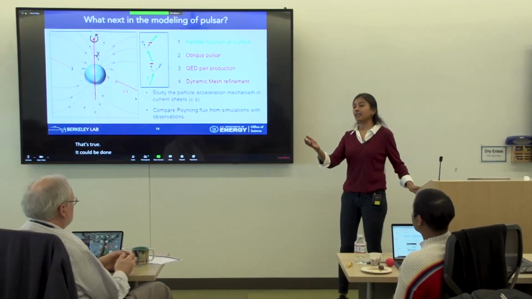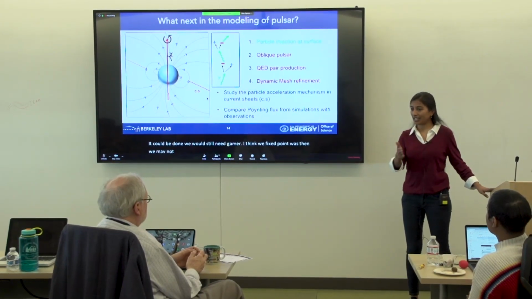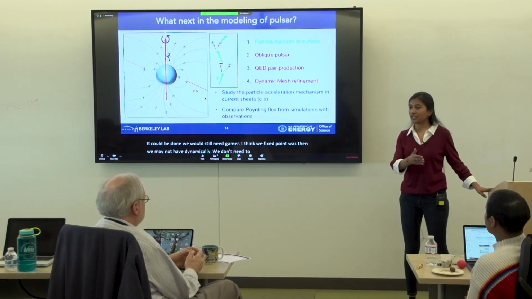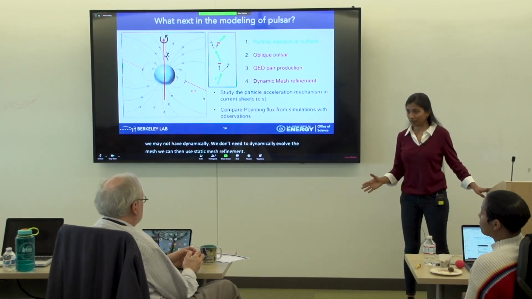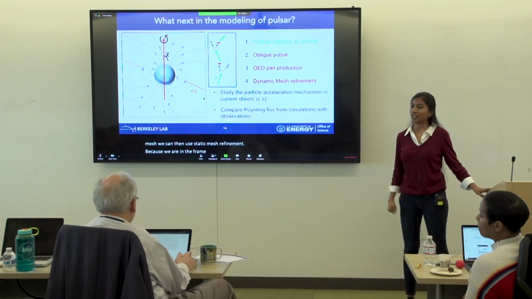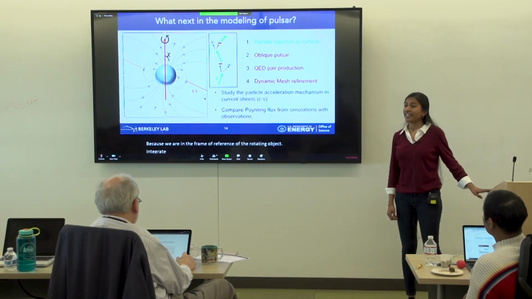I think Rithik's point was then we need not dynamically evolve the mesh. We can then use static mesh refinement because we are in the frame of reference of the rotating object. Can you do that with MRX? Or intrinsically it's dynamic, so you don't really care about that?